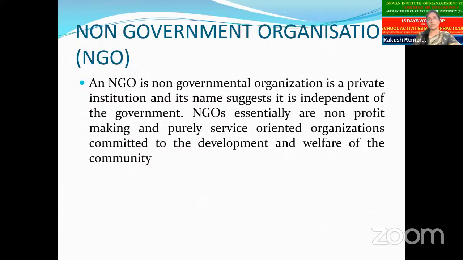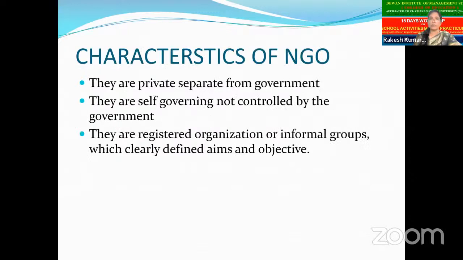NGO is a non-governmental organization and it's a private organization. Some NGOs may be a group of volunteers to sustain individuals or families, while others may embrace the communities to bring out social changes or transformation. What are the characteristics of NGO? They are private, separate from government. They are self-governing, not controlled by the government. They are registered organizations or informal groups with clearly defined aim and objective.